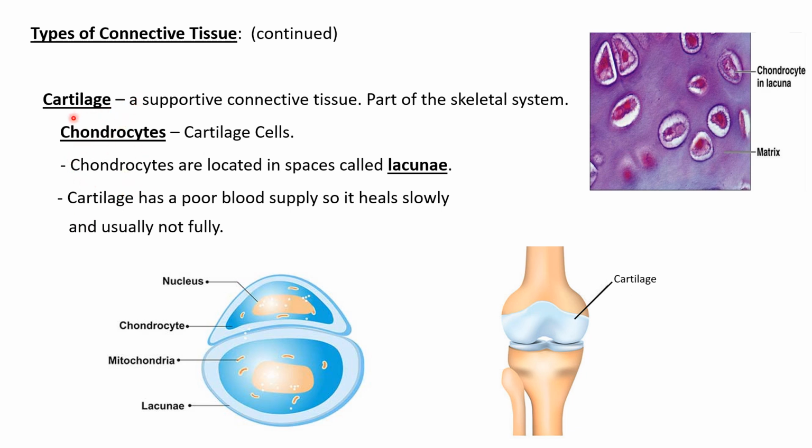Anytime you see the word chondro, think cartilage. Chondrocytes are located in spaces called lacunae, okay? So here's the chondrocytes, so little cells, and they're located in the lacunae. I think Gilligan's Island had a laguna. Chondrocytes live in a laguna. Singular lacuna, plural lacunae. And here's the matrix all between them.